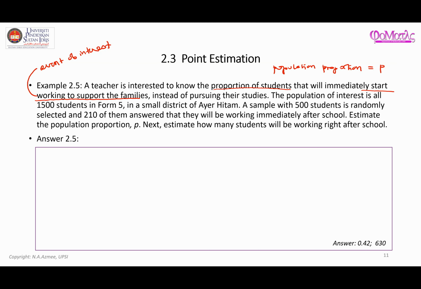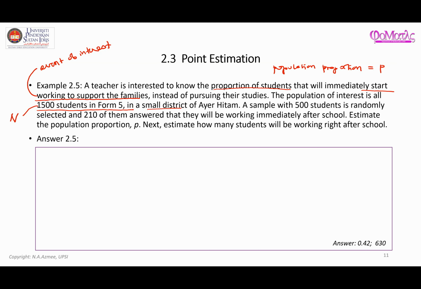Now the population of interest is all 1,500 students in Form 5 in a small district of Air Hitam. So we are going to denote this number here with capital N. So capital N represents the population size.